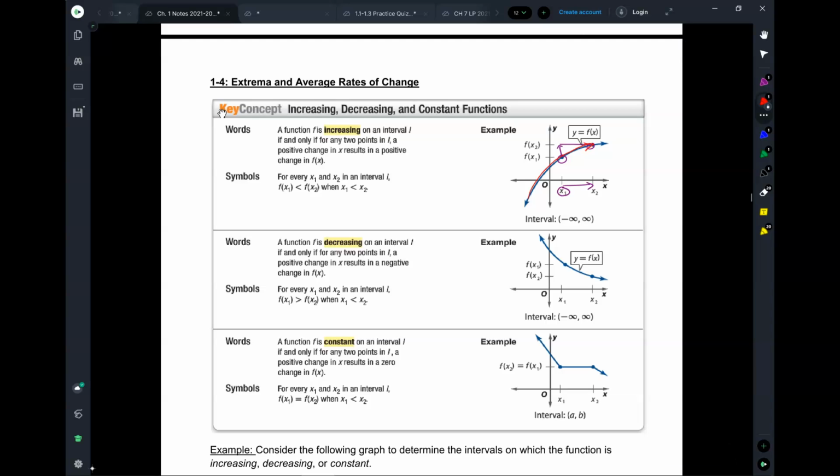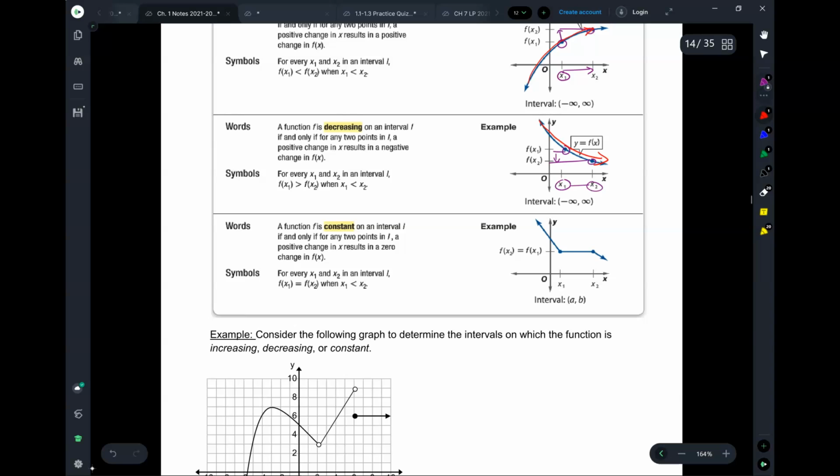Similarly, we say a function is decreasing if when you go from an x value to a higher x value, then the y values will decrease. Okay, they will get smaller. And if you look at a decreasing function from left to right, you can physically see that it's going down, it's decreasing. A constant function is defined as when you go from an x to a higher x value, but the y values stay the same, constant. That's a constant function.